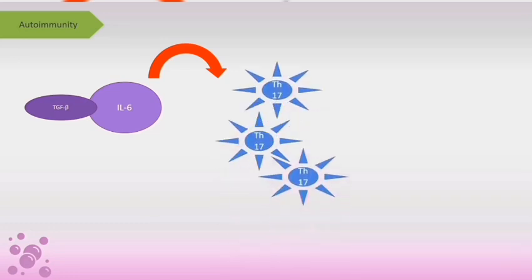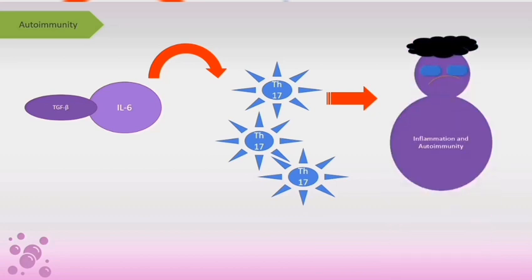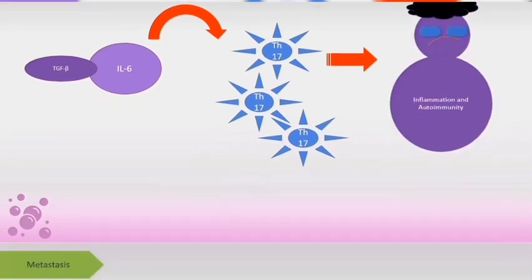This pathway can result in autoimmunity. When TGF-beta binds to interleukin 6, it results in the proliferation of T helper 17 cells, which have been linked to inflammation and autoimmunity. Thus, TGF-beta could have a role in causing autoimmunity.